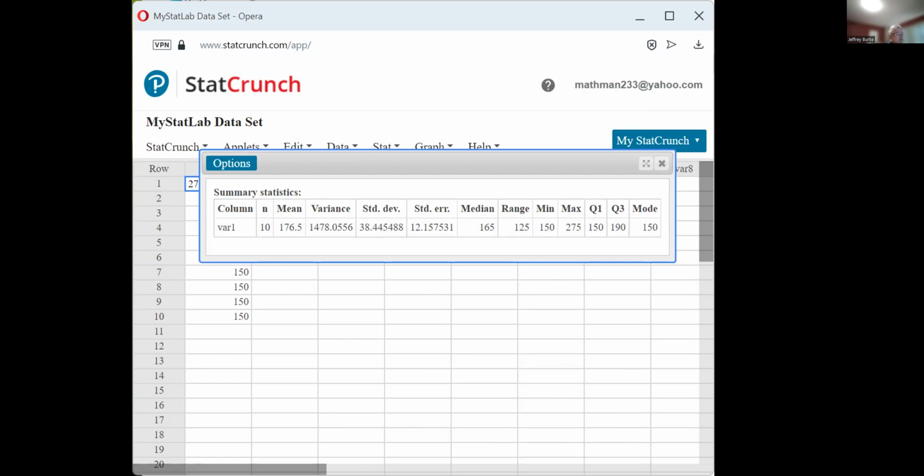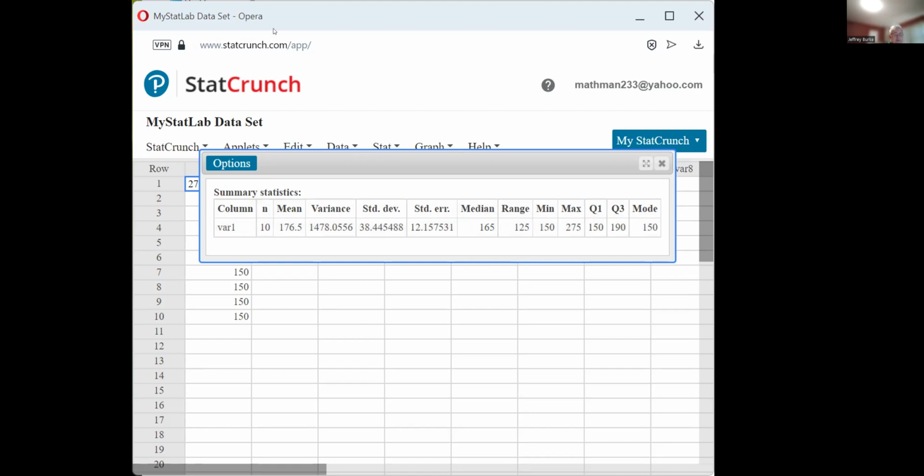You could stop and pause this here if you want to, but I'm going to go ahead and use this and answer the questions on the previous page. Now, if I want to find the mid-range, it's going to be the min plus the max. So it's going to be 150 plus 275 divided by 2. So 150 plus 275, that's going to be 425, divided by 2. And 425 divided by 2 is going to be 212.5.